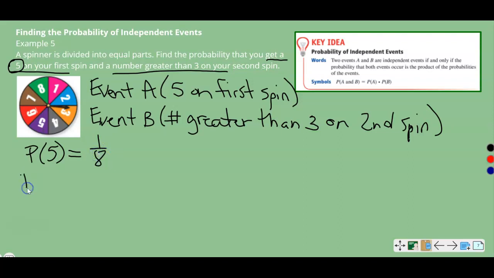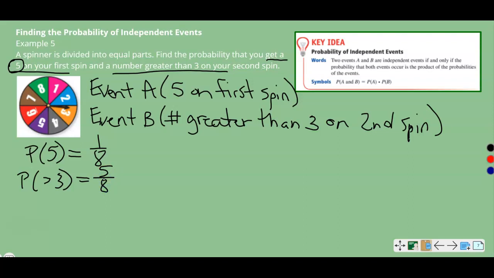All right, and the probability that it stops on a number greater than 3. Now these have to be independent events because what you spin the first time is not going to affect where it lands the second time. So you spin it again, and what is the probability that it lands on a number greater than 3? So 1, 2, 3, 4, 5. So it's going to be 5 out of 8.